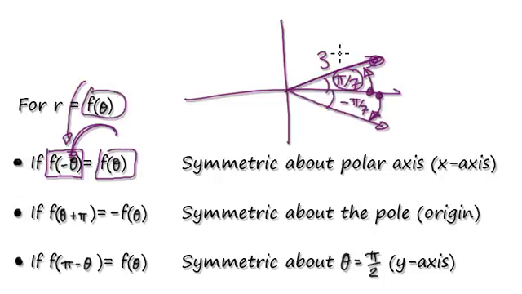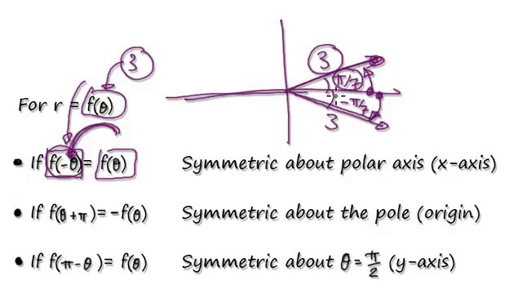Well, the original is saying the radius is 3. Now, if you put a negative version of the angle inside here, and it also equals 3 in our example, then it's going to be symmetric along the x-axis.